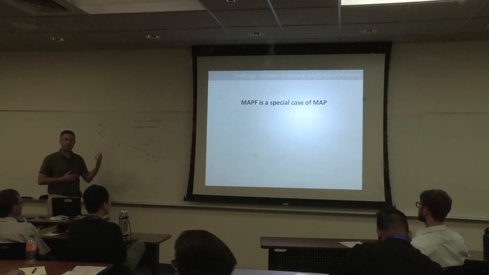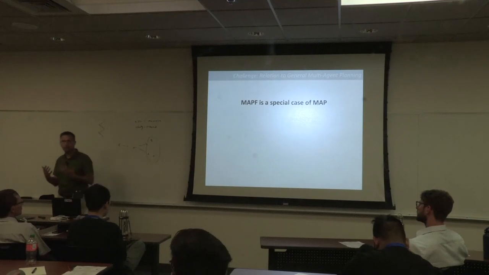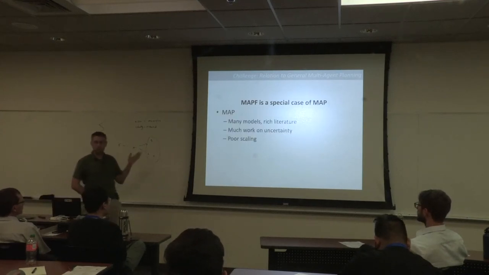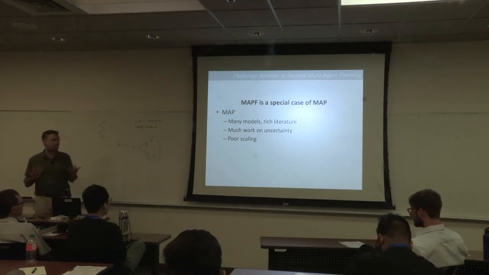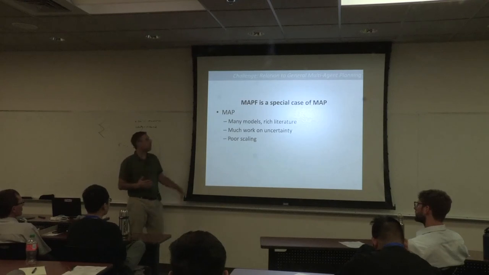I think in particular for ICAPS, it's interesting to note the relation between multi-agent pathfinding and multi-agent planning in general. Multi-agent pathfinding is a special case of multi-agent planning. But it's interesting to look at the difference between them. So multi-agent planning, in general, there are many, many models for that, a huge literature for many years, a lot of work on uncertainty, Dec-POMDPs, and all these kinds of things. However, I think I won't be very insulting to other people by saying that most work on multi-agent planning does not scale to hundreds of agents.